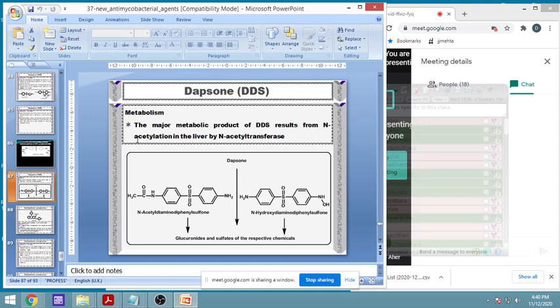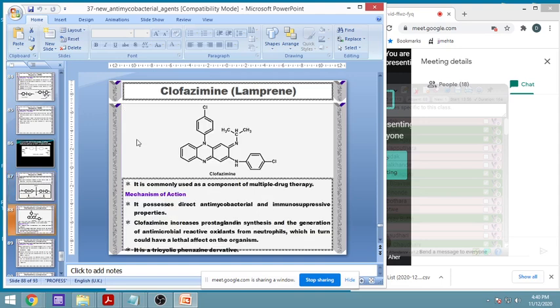The metabolism of this results from N-acetylation in the liver by N-acetyl transferase, and therefore this can always interfere with the drugs which are getting acetylated. Then the other drug is clofazimine.